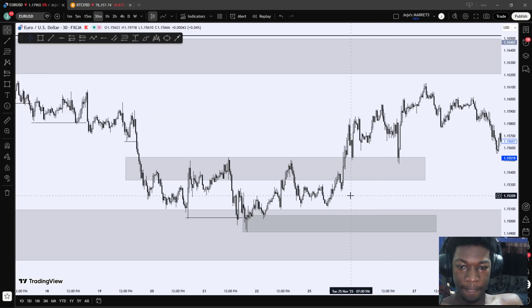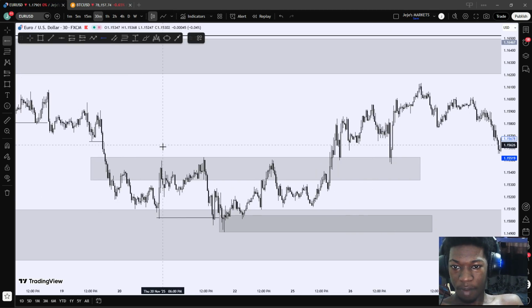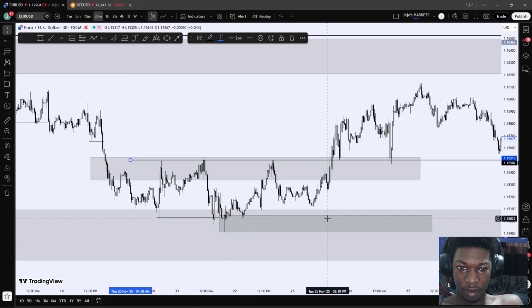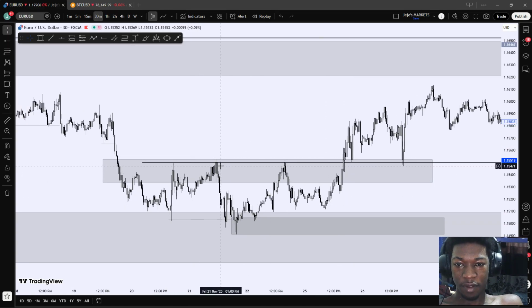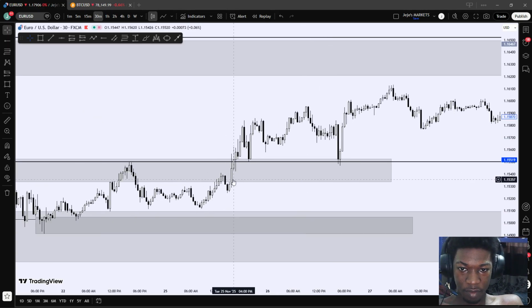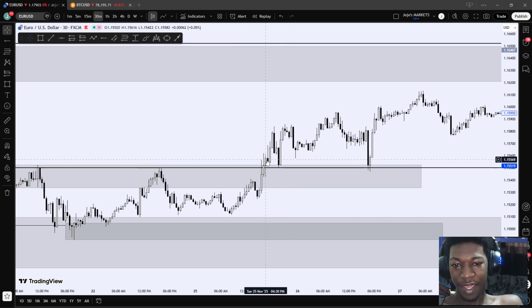So yeah, the market closed above. The market made a body close above these candlesticks right here. So a lot of people entered immediately as they saw that.